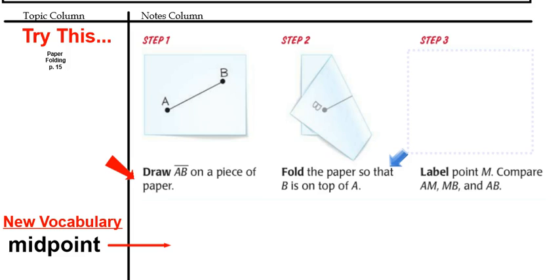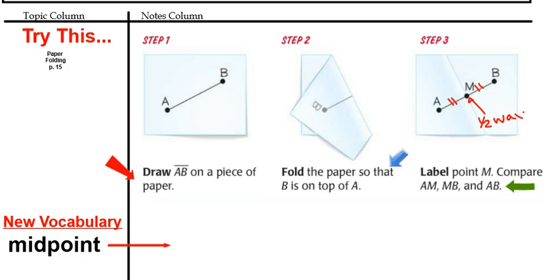And then the last thing that we're going to do, it asks us to label point M and compare AM, MB, and AB. So when I unfold it, and I have that point M in the middle, think about where it is. It turns out, because you folded it in half, that these two segments really should be equal to each other, because this point is halfway in between A and B. And that leads us right into our new vocabulary.